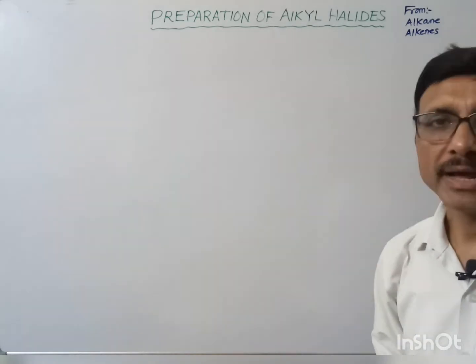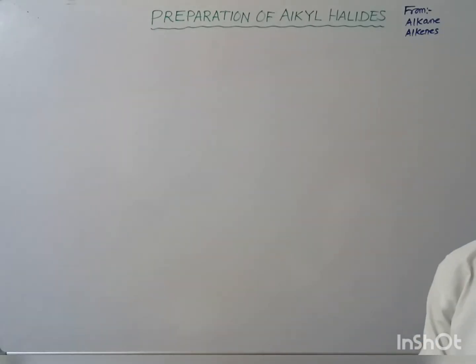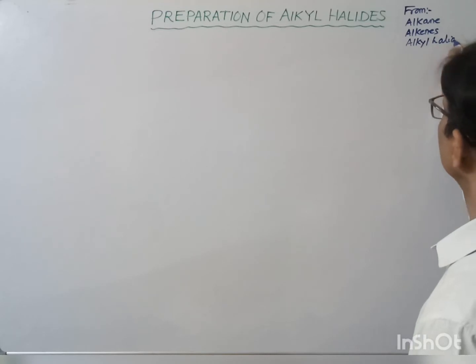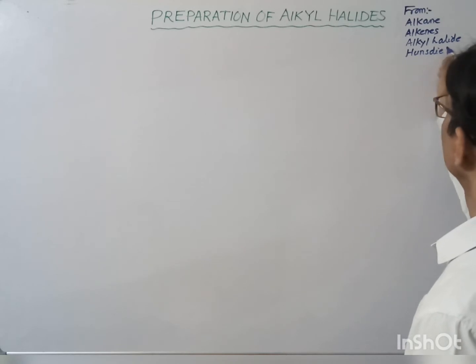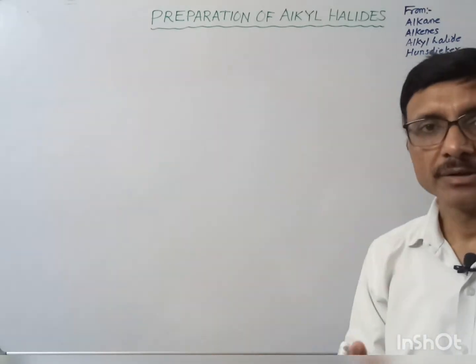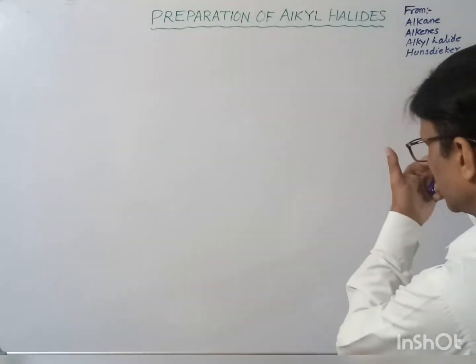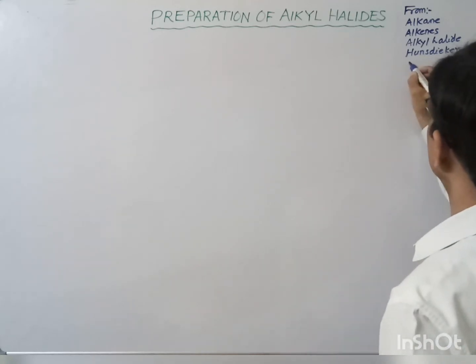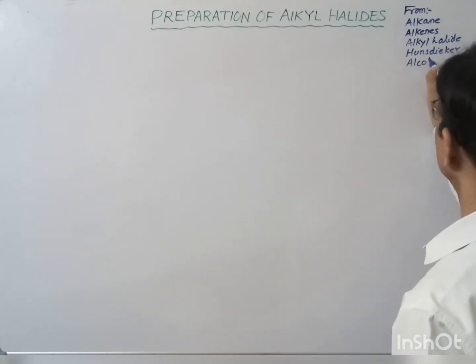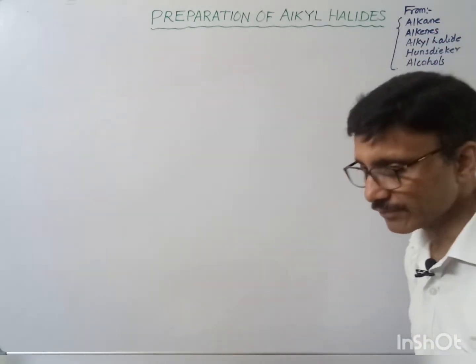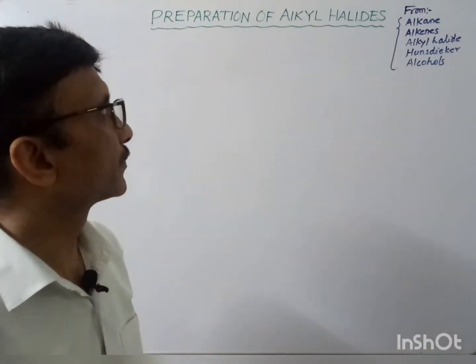One alkyl halide can be prepared from another alkyl halide by a substitution reaction. Or we may use the Hunsdieker reaction, where the mercury or silver salt of an acid is used. Another method is by alcohols; we may prepare alkyl halides from alcohols also. So these are the different ways by which we may prepare alkyl halides.